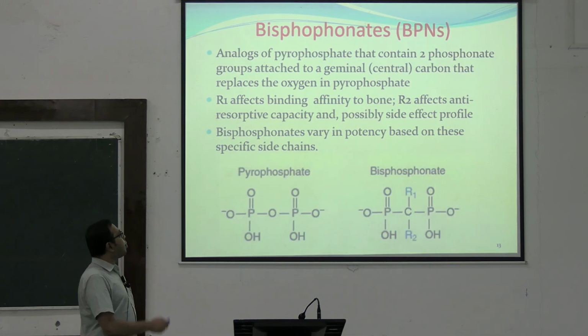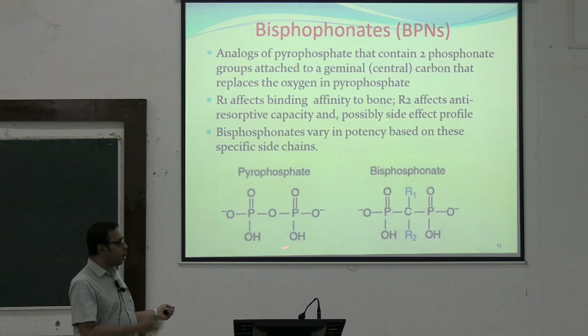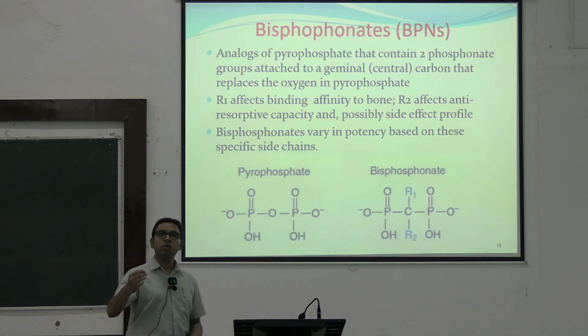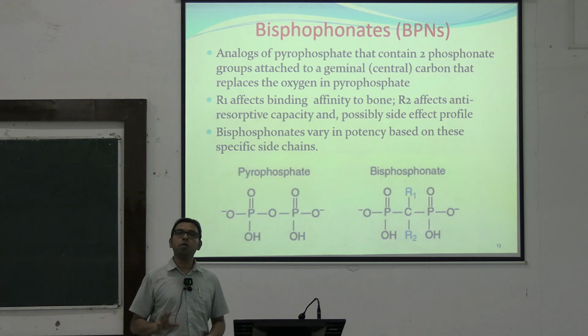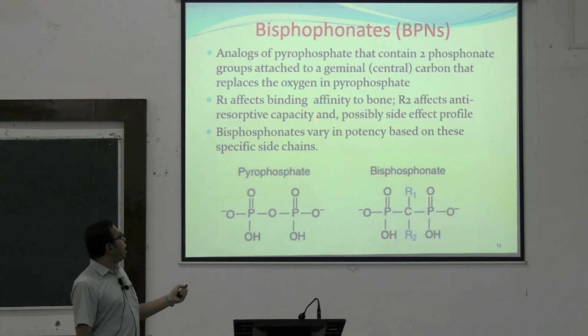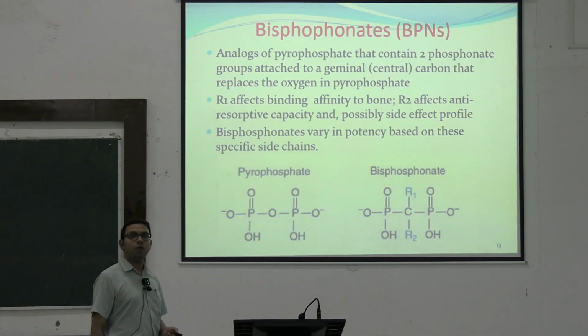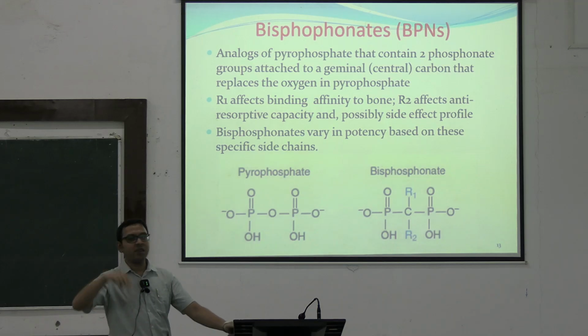So this is the structure of the bisphosphonate. It is the analog of the pyrophosphate. This is the pyrophosphate and this is the analog of the pyrophosphate, which is the bisphosphonate. So there will be side chains. You can see R1 and R2. There are different types of side chains we can add to this, and different bisphosphonate molecules we can obtain. They are basically attached to a geminal or central carbon. This central carbon, or geminal carbon, replaces the oxygen in the pyrophosphate. Within the pyrophosphate there is oxygen in the central position. This oxygen is replaced with a carbon, and on this carbon different side chains are added.